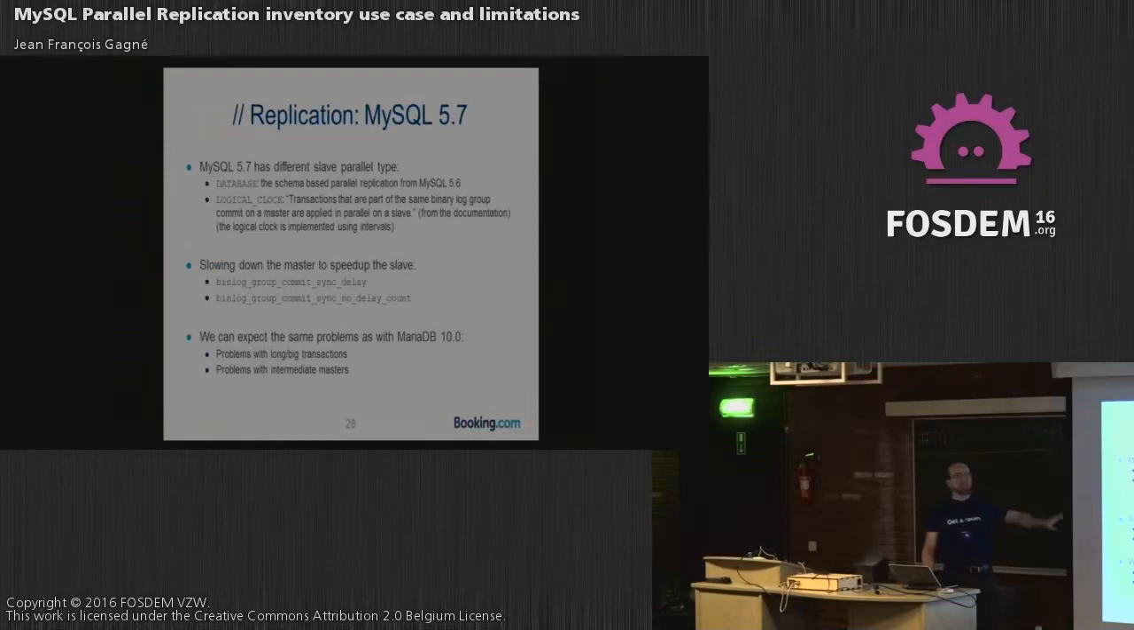MySQL 5.7 is basically very similar to MariaDB 10.0, based on something similar to group commit. It's not exactly group commit ID, it's intervals. We also have a notion of slowing down the master to speed up the slave, and we can have the same problem as with MariaDB 10.0. So a long or big transaction will block parallel replication, and an intermediate master will slow down parallel replication.